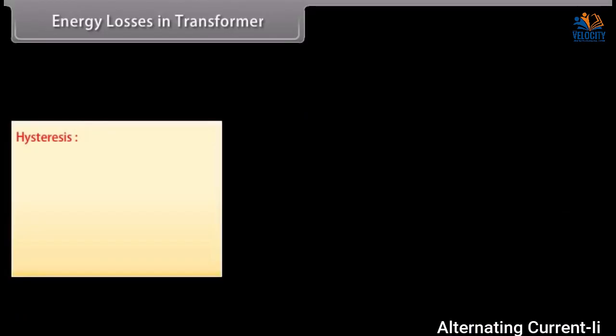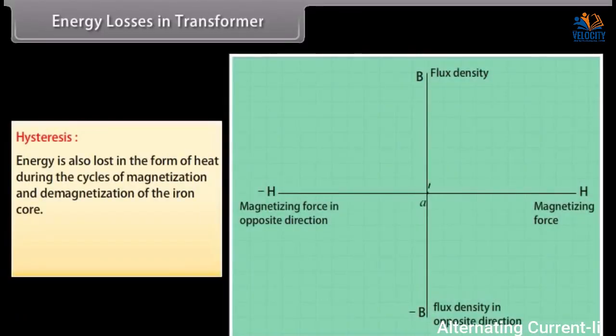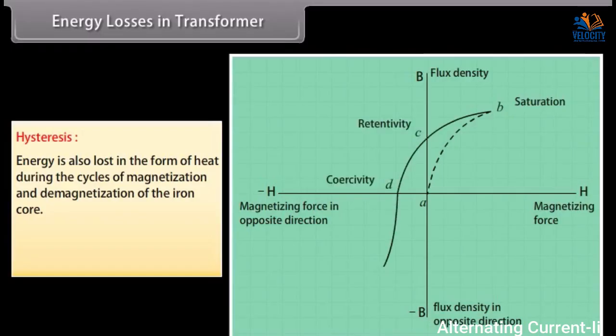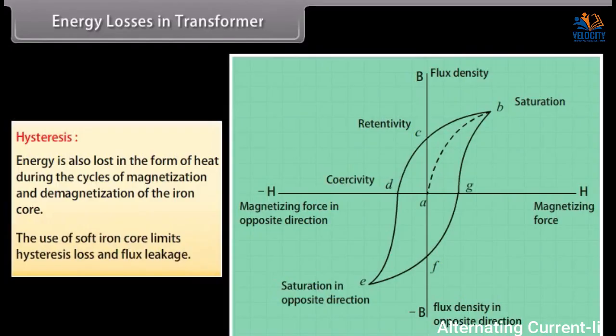Hysteresis. Energy is also lost in the form of heat during the cycles of magnetization and demagnetization of the iron core. This loss can be minimized by using core material having narrow hysteresis loop. The use of soft iron core limits hysteresis loss and flux leakage.